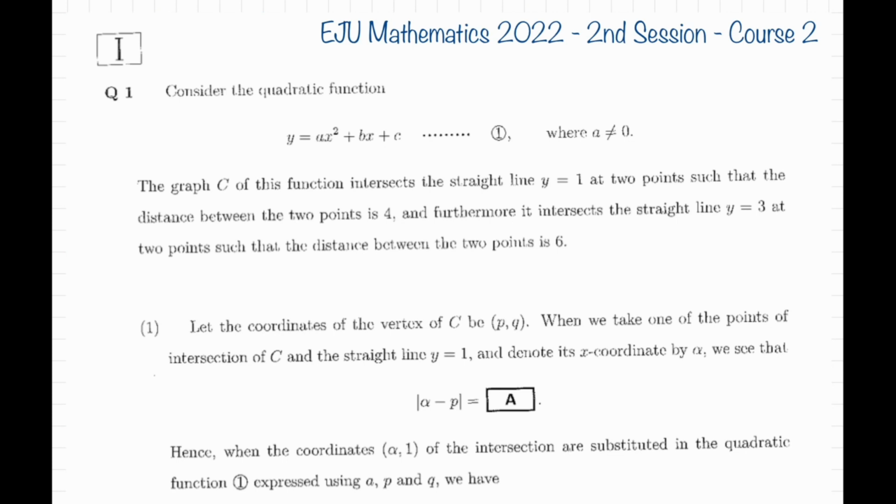In this video, I want to explain how to solve a past paper from EJU Mathematics 2022, second session, course 2, the first question from the first section. So basically, this is the first question from this past paper.